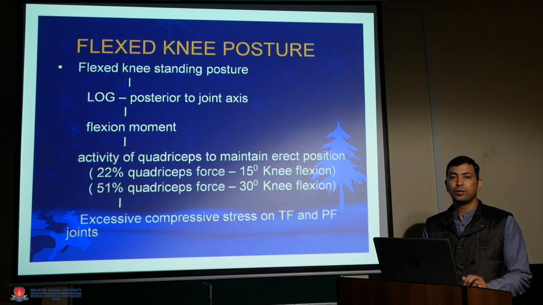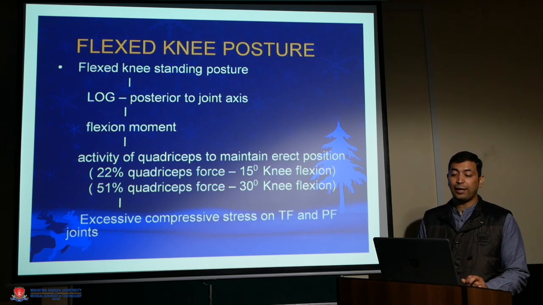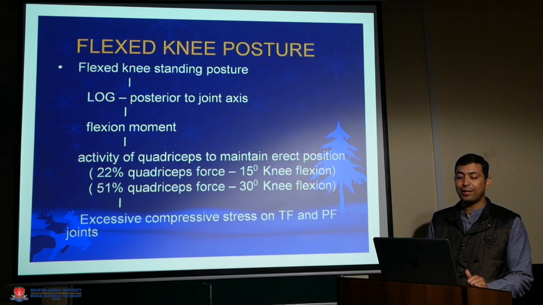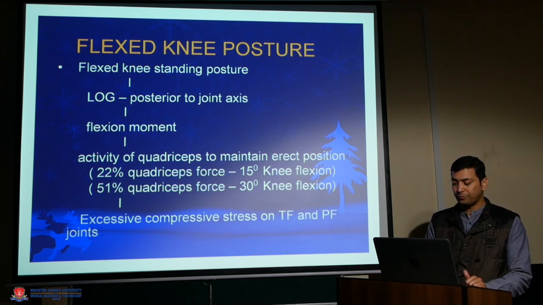Fixed knee posture. Fixed flexed knee standing posture: the line of gravity is posterior to the joint axis, producing a flexion moment, so activity of the quadriceps is needed to maintain the erect position, 22% of quadriceps force at 15 degrees of knee flexion, and 51% of quadriceps force at 30 degrees of knee flexion. So there is excessive compression stress on the tibiofemoral and patellofemoral joints.